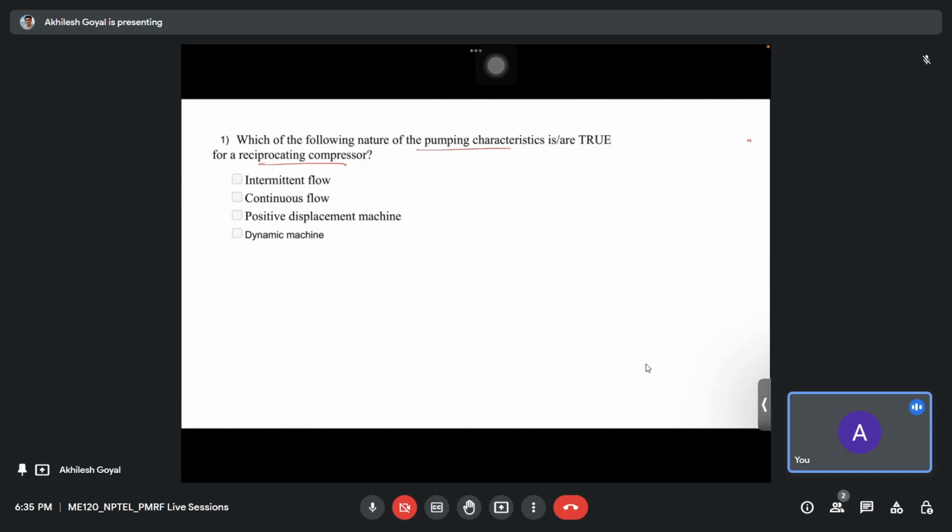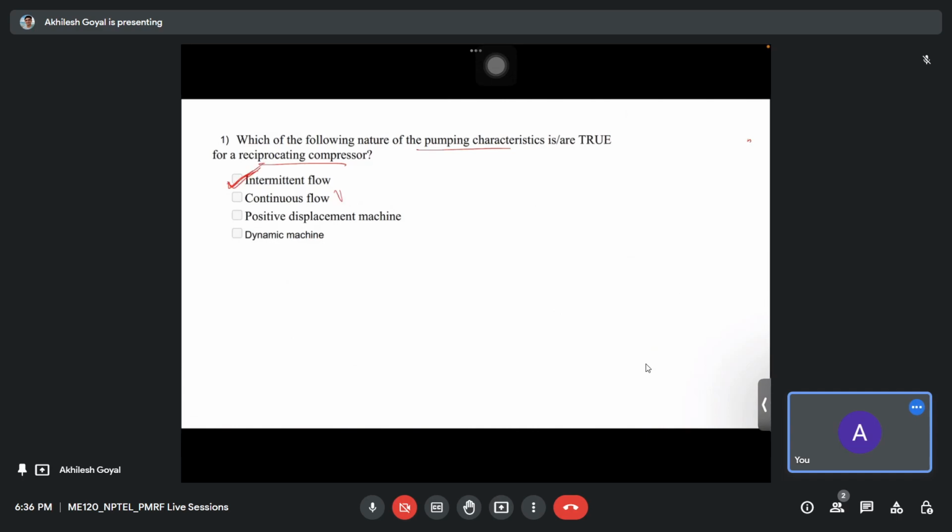So in the case of reciprocating compressors, the flow is always intermittent. In rotary and dynamic air compressors the flow is continuous, but in the case of a reciprocating compressor the flow is intermittent.